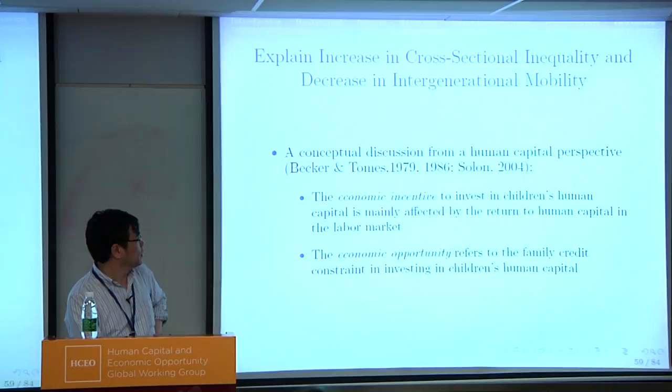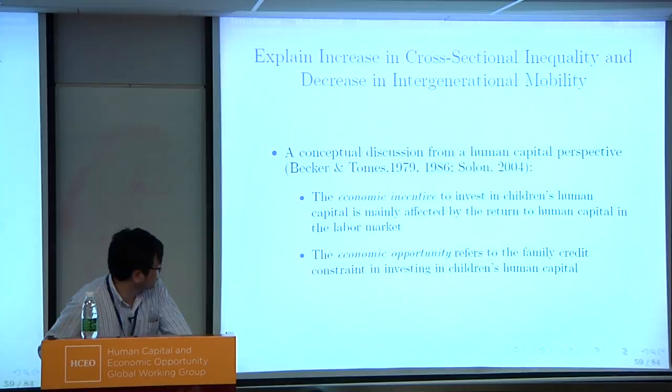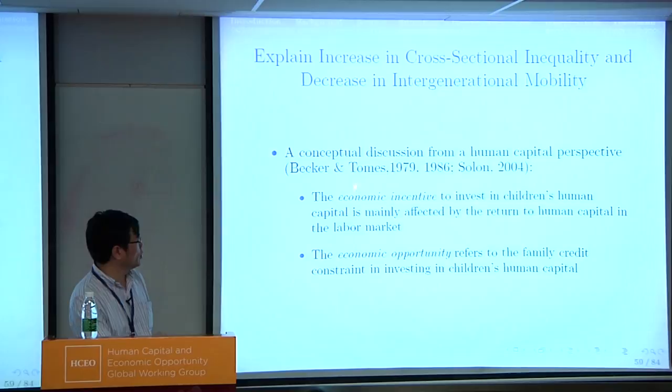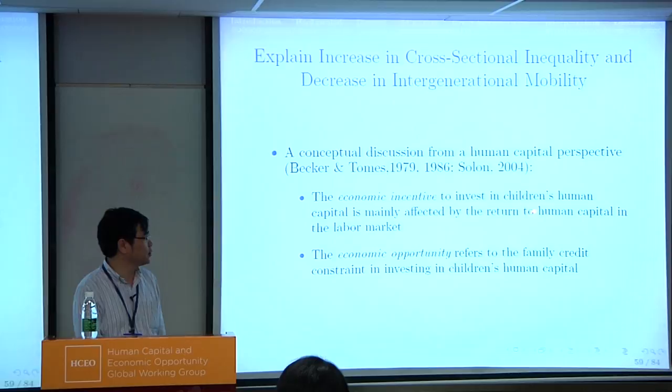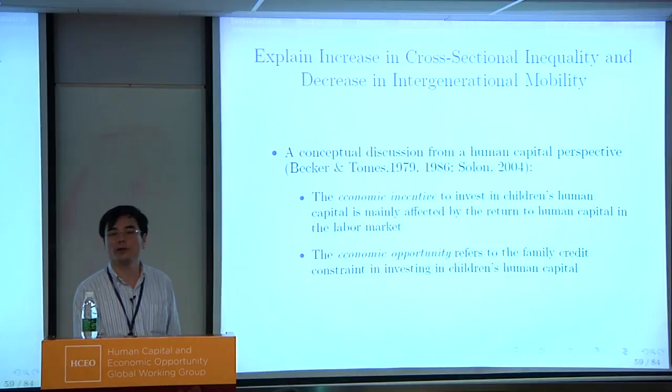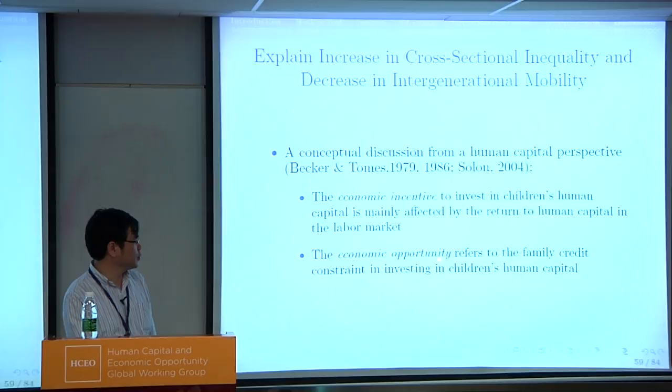Now quickly, I'm going to turn to a conceptual discussion from a human capital perspective, using the model of Becker, Tomes, and Solon. The main point here is that the economic incentive to invest in children's human capital is mainly affected by the return to human capital in the labor market. You can say that's an assumption. The economic opportunity refers to the family credit constraint in investing in children.